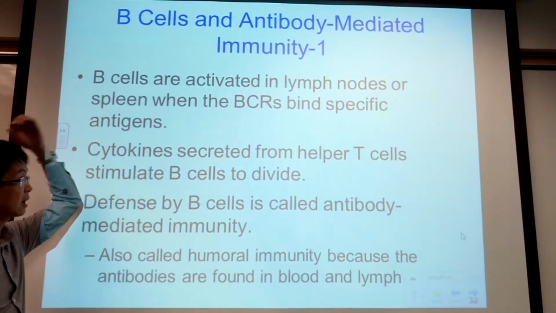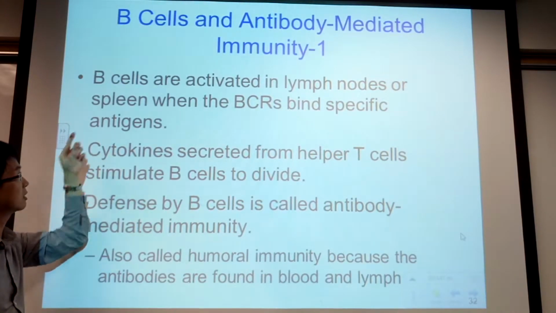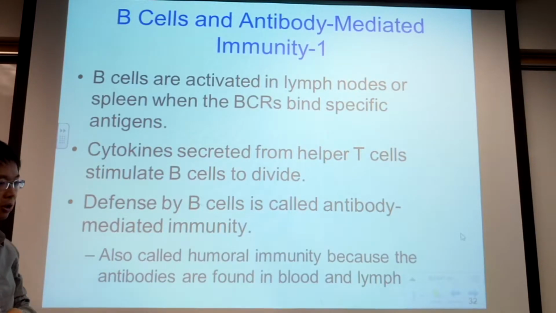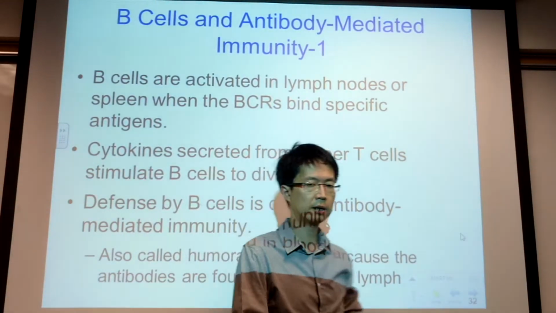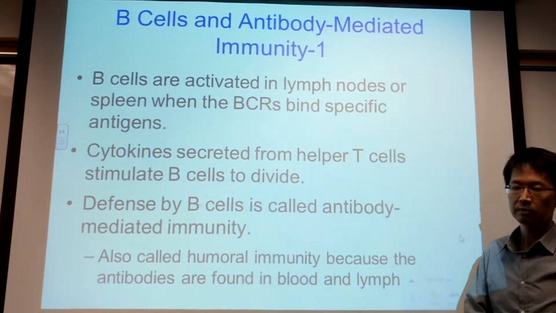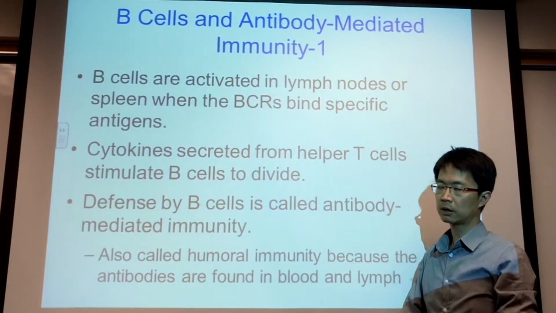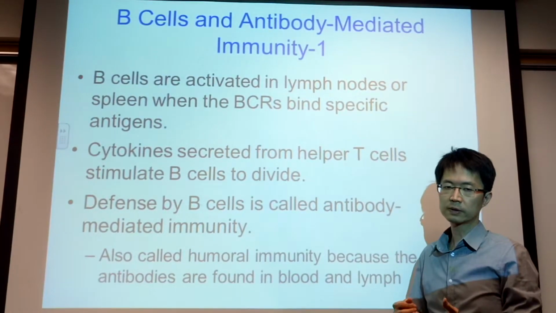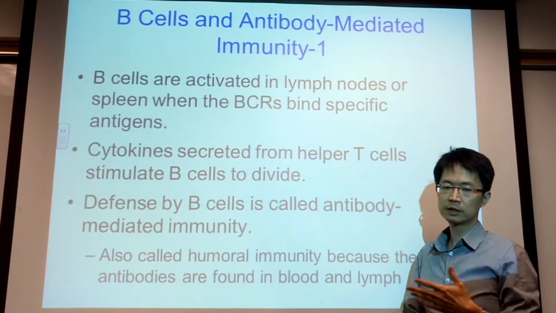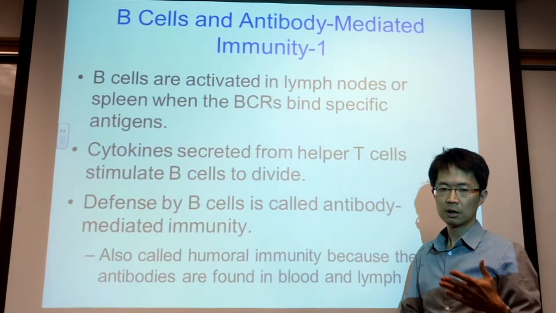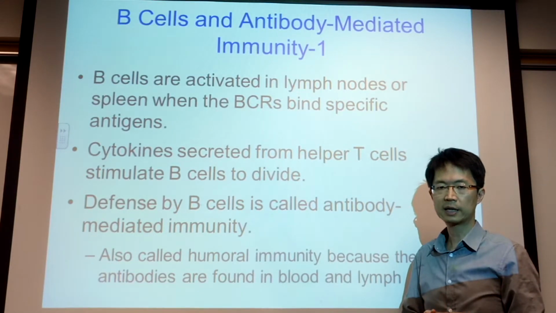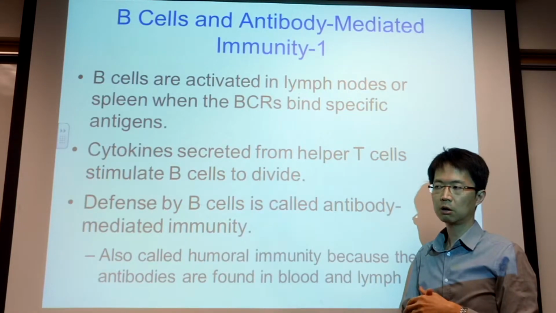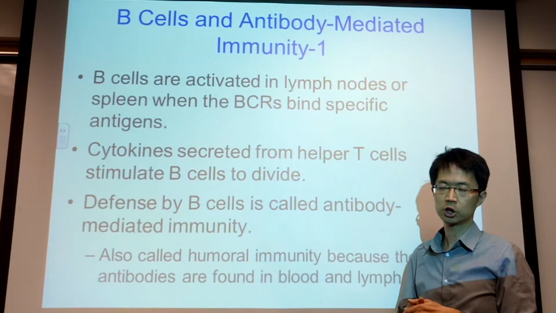So again, B cells can be activated in the lymph nodes or spleen, when the B cell receptor binds to the antigen. I told you that B cells are made and mature in the bone marrow. But after they mature, they still need to be activated, because an activated B cell becomes something called a plasma cell. Activated B cells, or plasma cells, are the cells that will start to make antibody. And antibody is the protein that will cause agglutination of the pathogen.